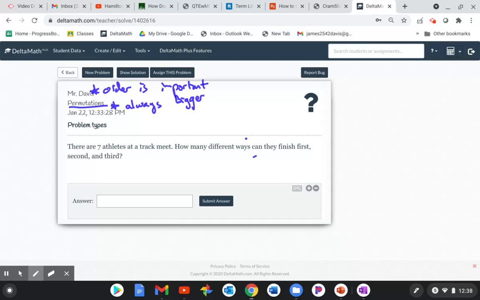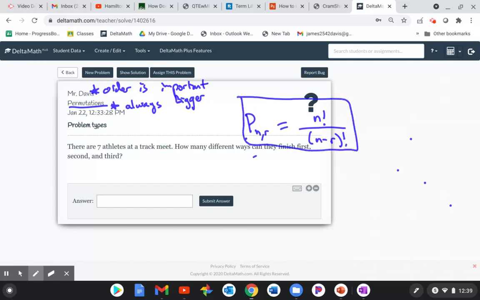The formula looks like this. Permutations are just P. We do a little n comma r. That equals n with an exclamation mark over n minus r with an exclamation mark. This is the formula. The exclamation mark is called a factorial. You've probably seen that at some point maybe in your life.